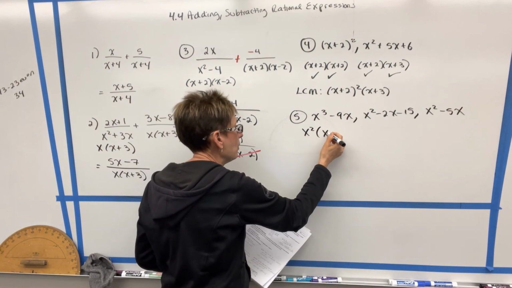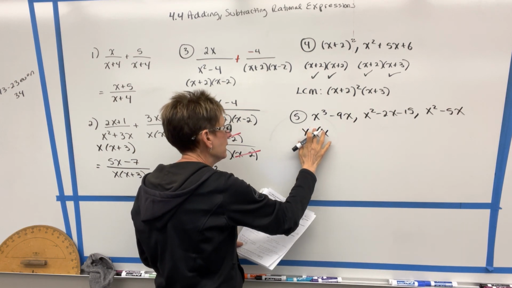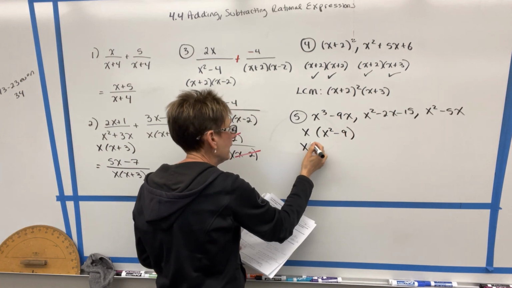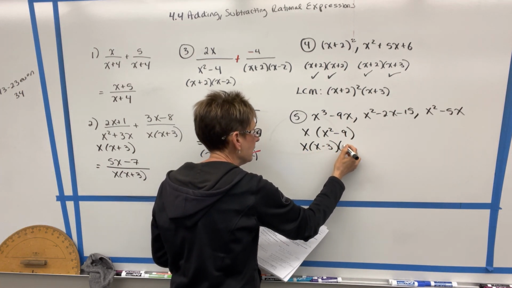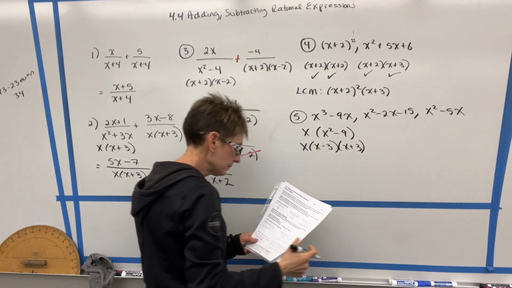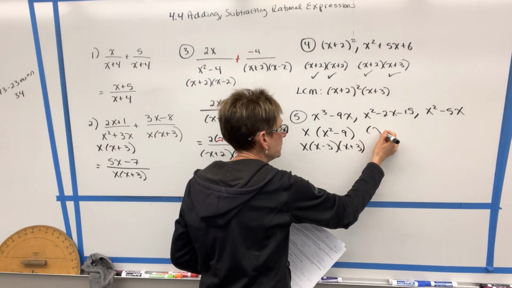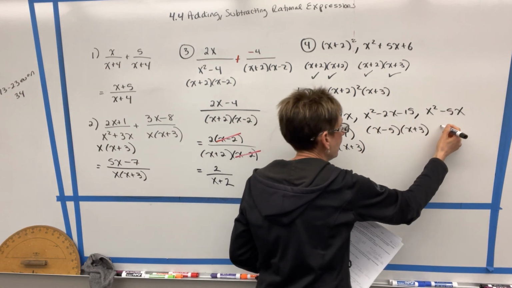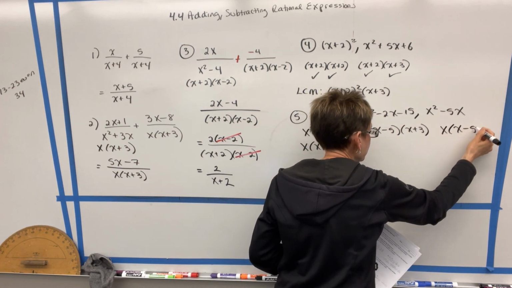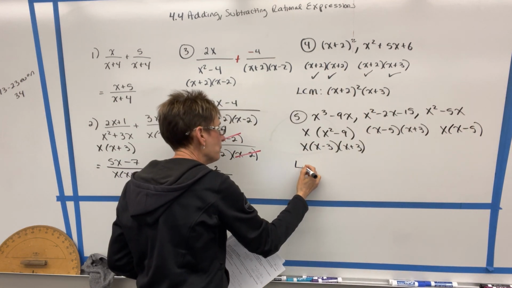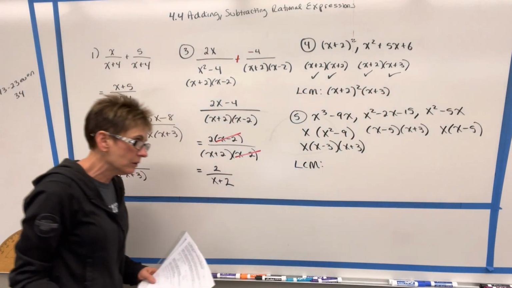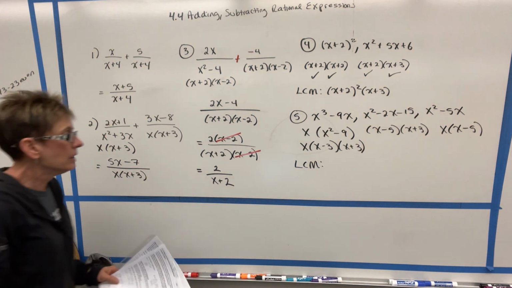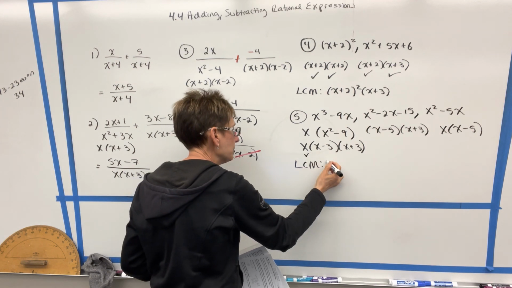So again, step 1 is to factor, and it looks like this would be x times x squared minus 9, or x times x minus 3 times x plus 3. This would factor into x minus 5 times x plus 3, and this would factor into x times x minus 5. So if I want to find my least common multiple, again, I need one of everything to the highest power that it appears. So I've got an x, I need to include that.